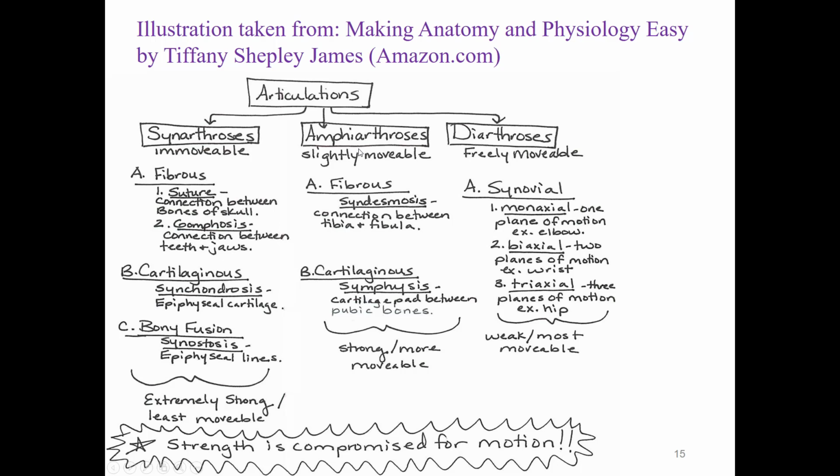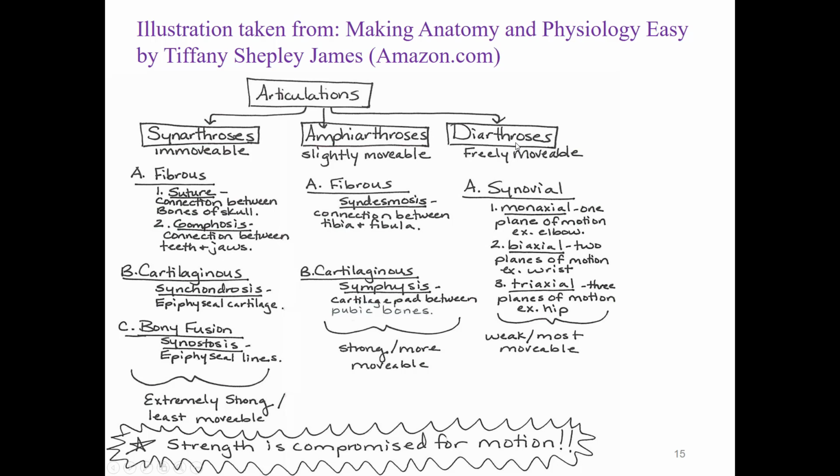Okay, in the middle we had the amphiarthroses, which could be fibrous or cartilaginous. The fibrous example we talked about was the syndesmosis, connection between the tibia and fibula. So a little bit of movement, but nothing dramatic. The cartilaginous example, where we had a cartilage pad between two bones, was the symphysis, like the pubic symphysis. This category is strong. Notice we don't have the word extremely anymore. Strong, but more movable.